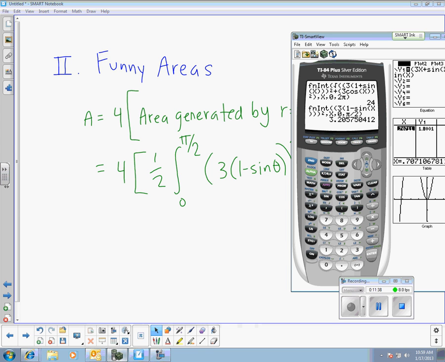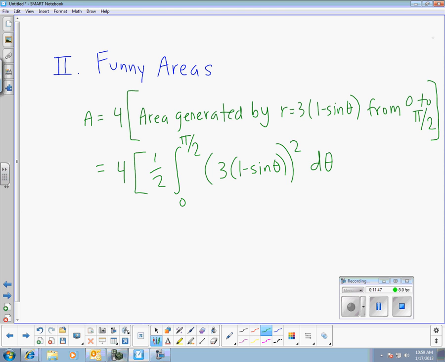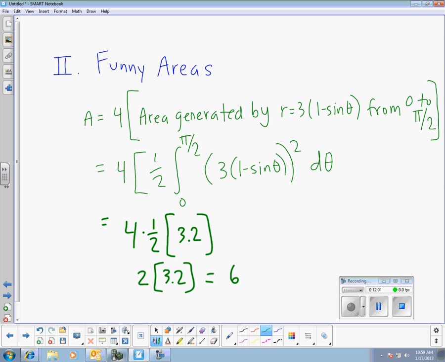So remember, that's the area under the one graph. That's kind of a fourth of those little sunglasses. Let's just round it to 3.2. So this is 4 times a half of 3.2. In other words, the 4 and the 2 make a 2. 3.2 gives us about 6.4 total.